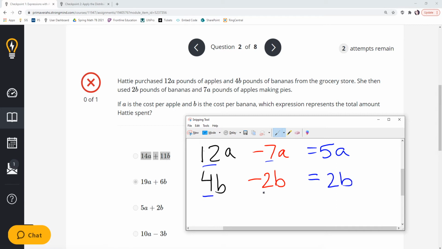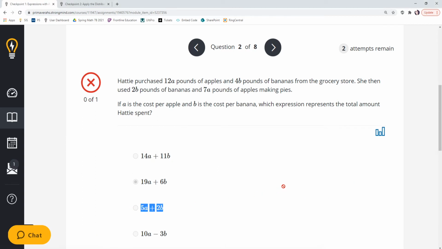Okay, so again, all we did was subtract our numbers and keep our variables. So if I look here, I have a 5A and 2B, which means that my expression would be 5A plus 2B. So 5A plus 2B for this one.